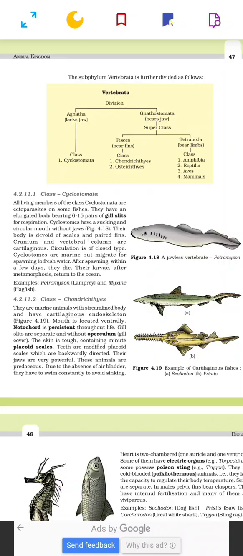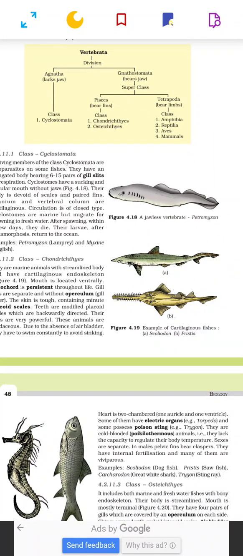These animals are predaceous. Due to the absence of the air bladder, they have to swim constantly to avoid sinking. Heart is 2-chambered, 1 auricle and 1 ventricle. Some of them have electric organs, for example Torpedo, and some possess a poison sting, for example Trygon. They are cold-blooded poikilothermous animals. They lack the capacity to regulate body temperature. Sexes are separate. In males, pelvic fins bear claspers. They have internal fertilization and many of them are viviparous.